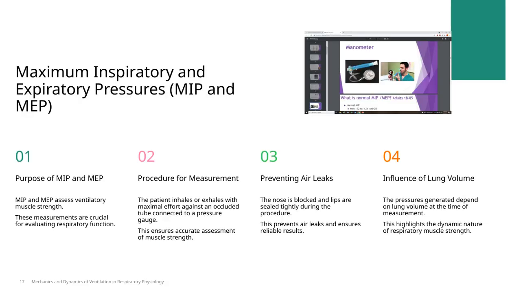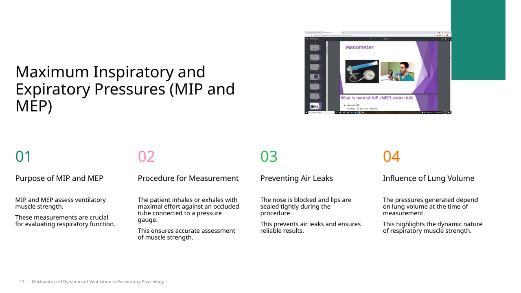Now, let's talk about the measurement of maximum inspiratory and expiratory pressures, or MIP and MEP. The procedure involves the patient inhaling or exhaling with maximum effort against an occluded tube connected to a pressure gauge. This setup is critical because it allows us to accurately assess the strength of the respiratory muscles. It's important to ensure that the nose is blocked and the lips are sealed tightly during the test. This step prevents air leaks, which could otherwise compromise the reliability of the results.